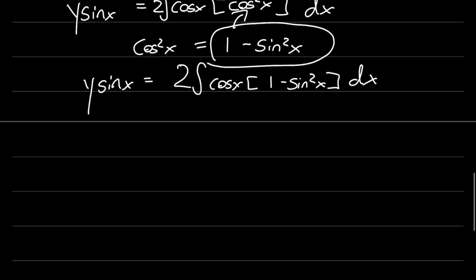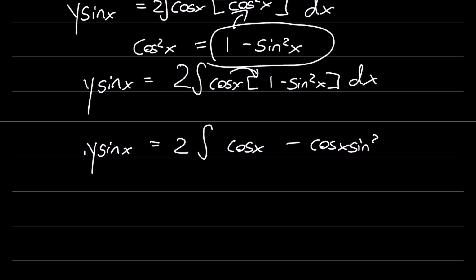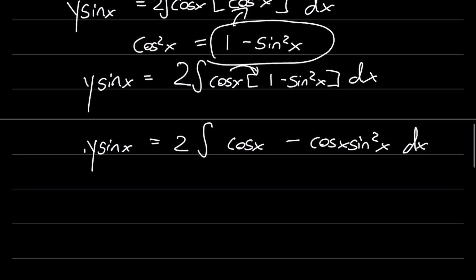Now what can we do next? We'll simply FOIL and just expand the bracket, so we'll have y sine x should be equal to 2 times the integral of cos x minus cos x sine squared x dx. Now, here's the thing, what we can do now is just integrate. But this question uses lots of foundational knowledge. The first one was if we had the differential as the numerator and the normal function as the denominator. Well, in this case, this is a little bit different. It's another thing that you need to know, which is what happens if you're multiplying.